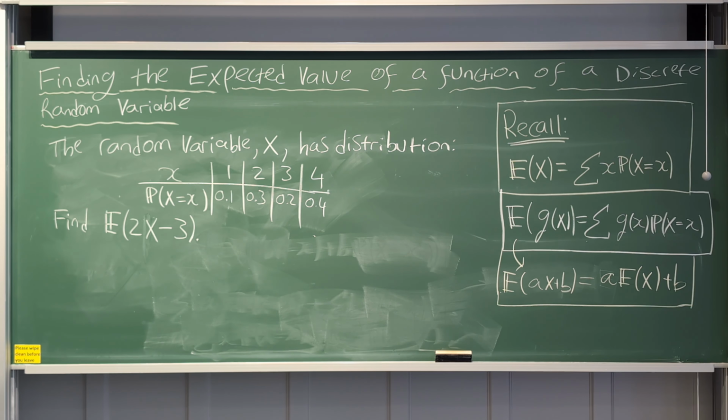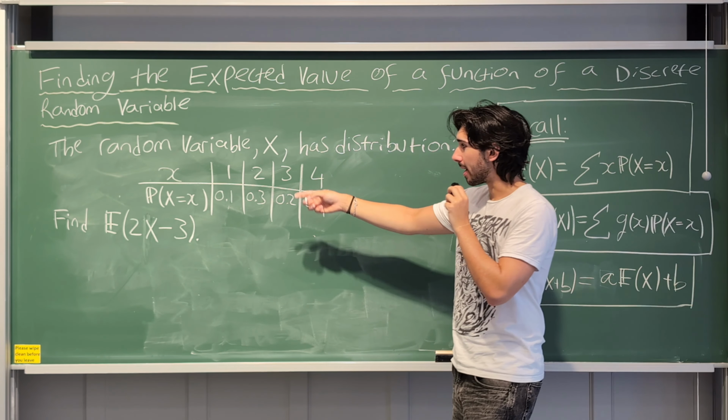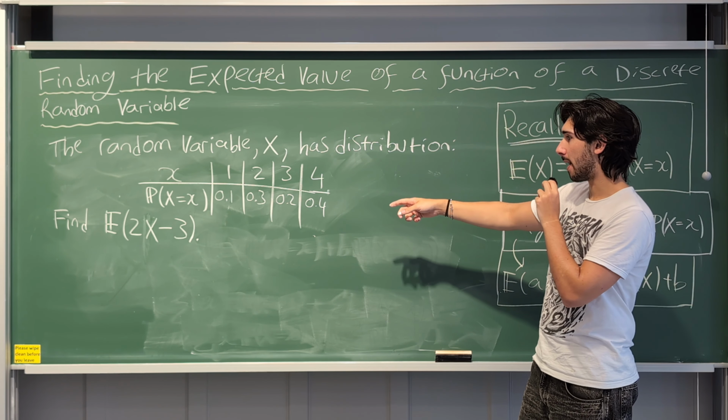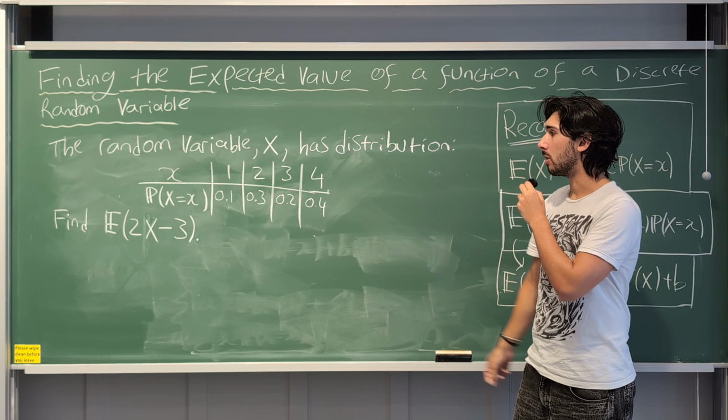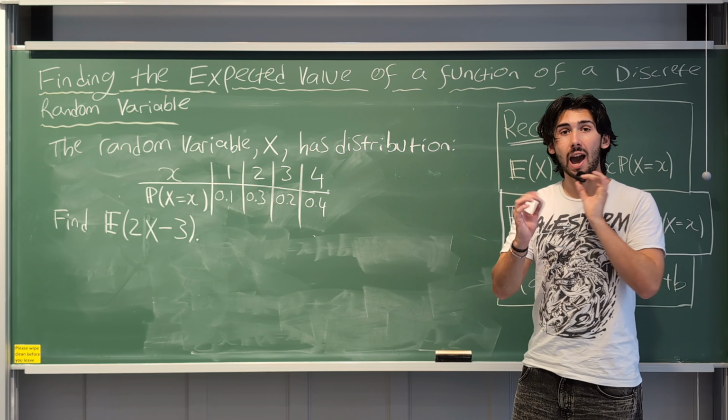Guys, so here is a question. The random variable x has distribution here. So there's x, there's the probability that the random variable is equal to each of those values of x. Find the expected value of 2x minus 3. Okay, so how are we going to do that?